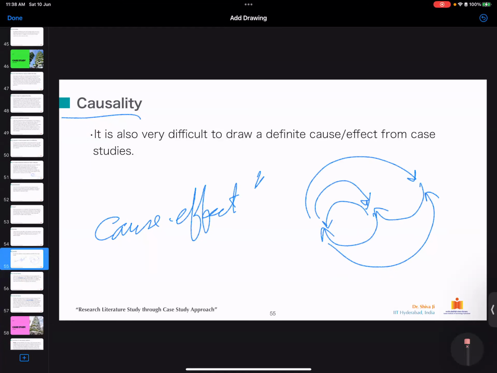Causality. You may be knowing, it is also very difficult to draw a definite cause and effect from the case study. So cause and effect, how it works: something leads to some activity which has some impact of some sort, and that led to some other activity, or maybe multiple activities. Those may be interrelated or may not be interrelated. That may lead again back to some other thing, and all of that. So cause and effect is very typical. If you know already, you will understand. But if you do not know, maybe you can search it later.